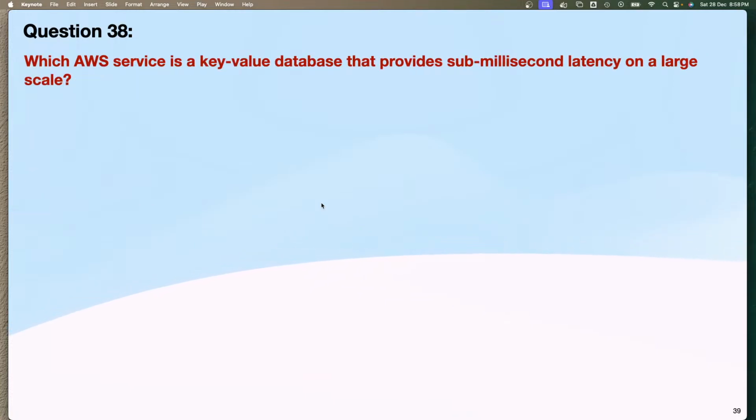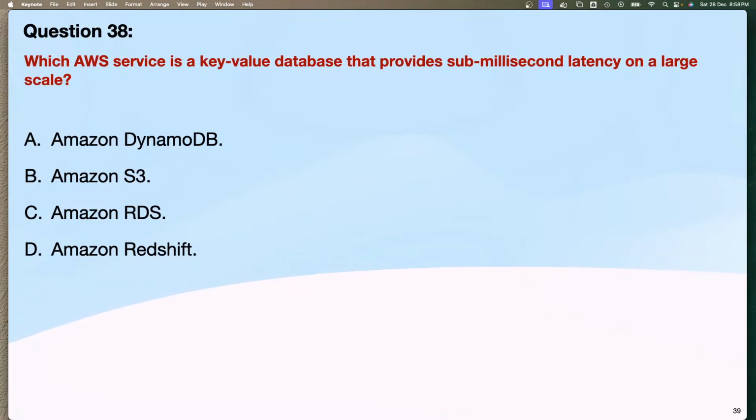So now if I go to question number 38, which AWS service is a key value database that provides sub-millisecond latency? Right, we were talking about this service a lot. I hope you can identify the service. S3 is not a database, RDS is not a key value pair, Redshift is for data warehouse. These are all relational databases. S3 is not even a database. So DynamoDB is the key value NoSQL database. So for 38, answer is A.